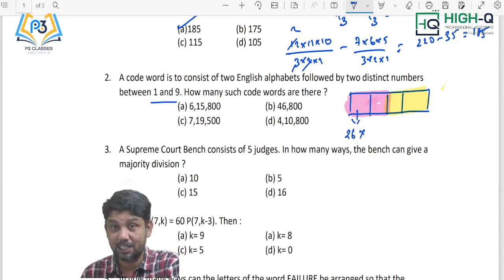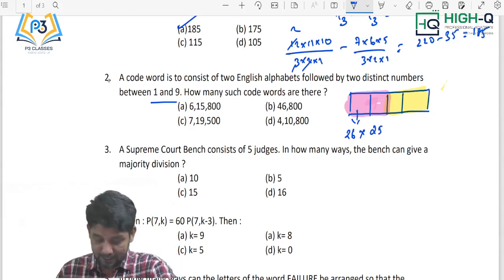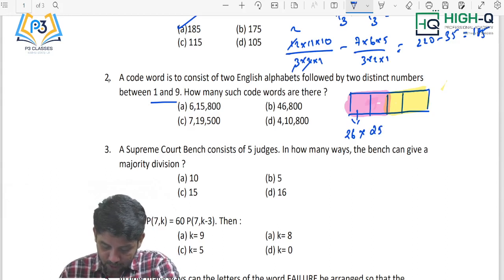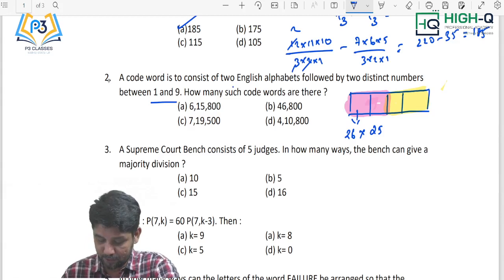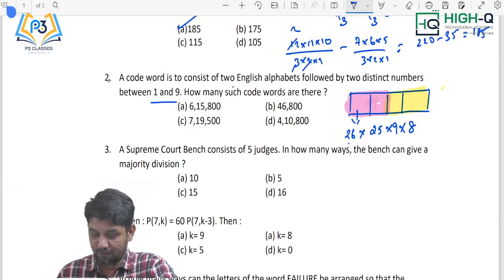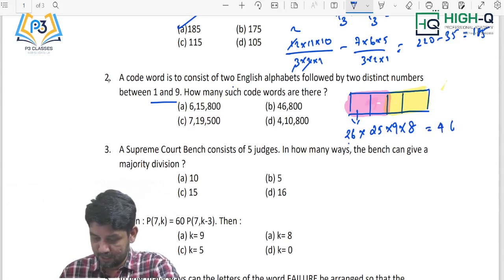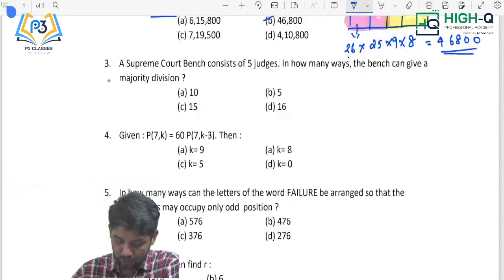Now, the first place can be arranged in how many ways? 26 ways, because the English alphabet has 26 letters. The second place can be arranged in 25 ways. Sir, why 25? Because it is clearly given, it consists of 2 English alphabets, of course they are distinct, 2 different alphabets have to be taken. So 26 into 25 into 9 into 8, because 2 distinct numbers. By multiplication, use the calculator: 26 into 25 is 650, 650 into 72 is 46,800.